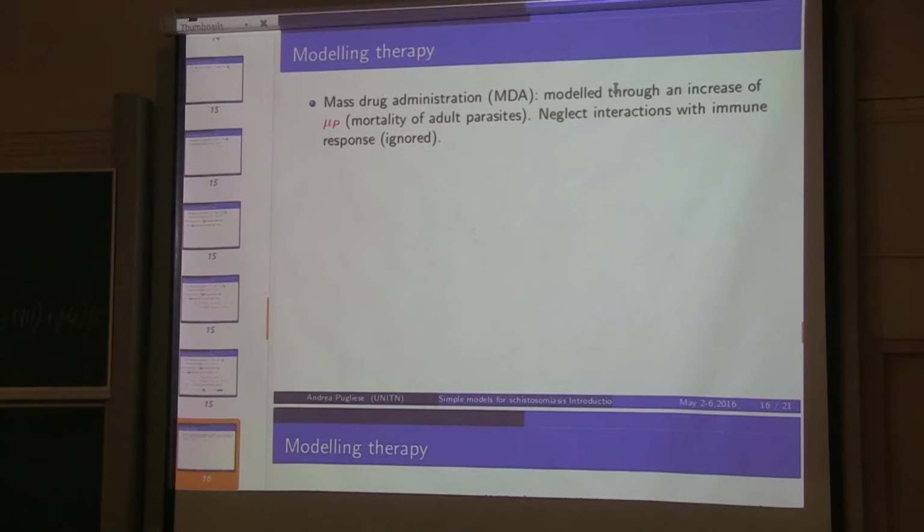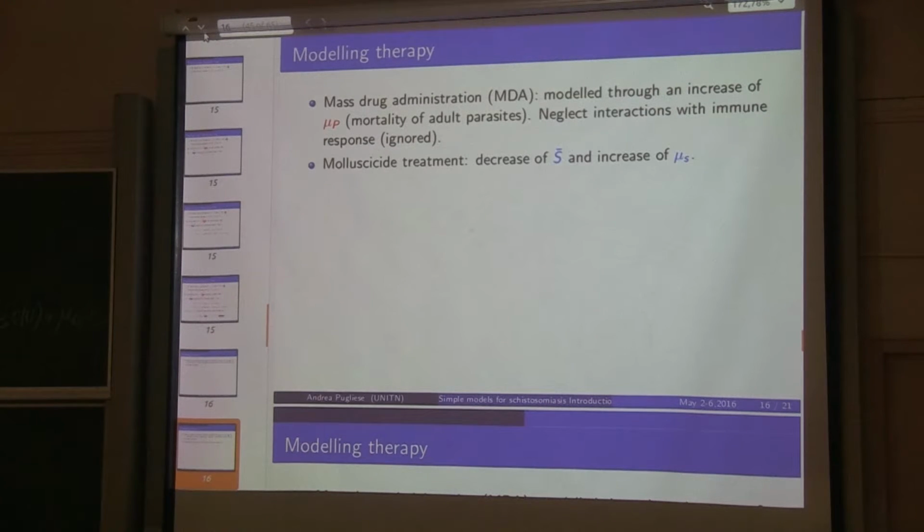Simply means that we increase mu p. Perhaps if this is done not continuously, but only for a certain amount of time, there are campaigns, you could do that periodically. But the idea is that mass drug administration can be modeled through an increase of parasite mortality.